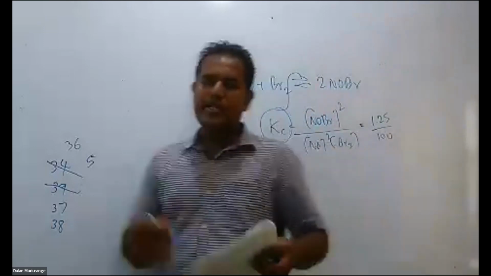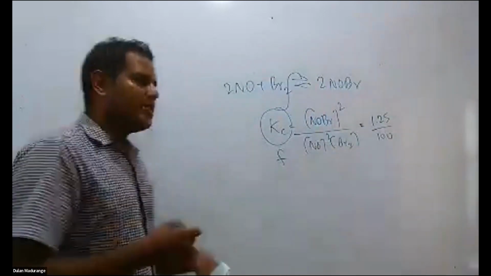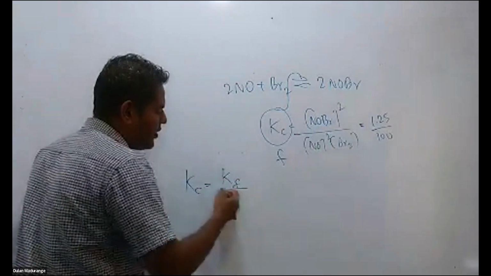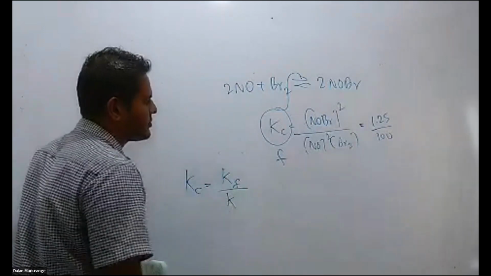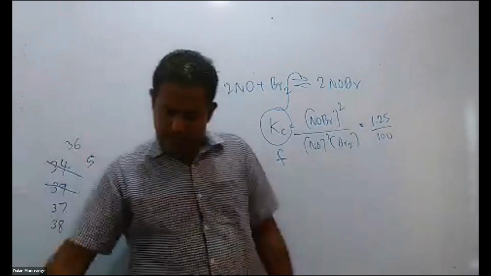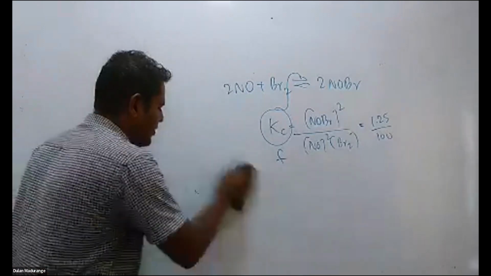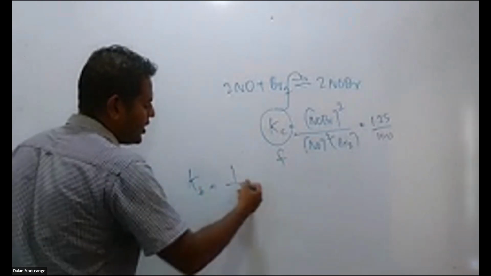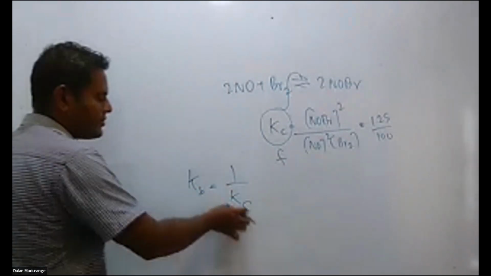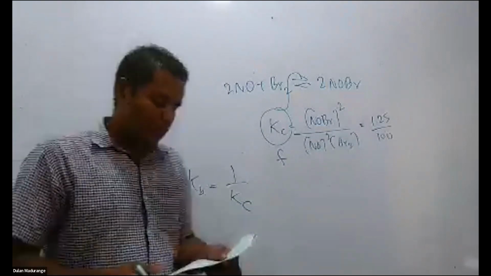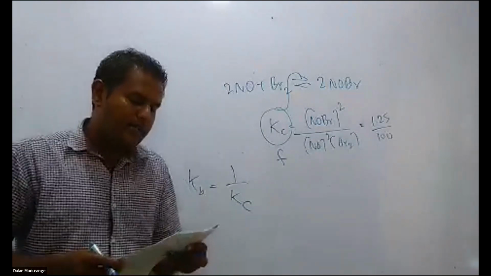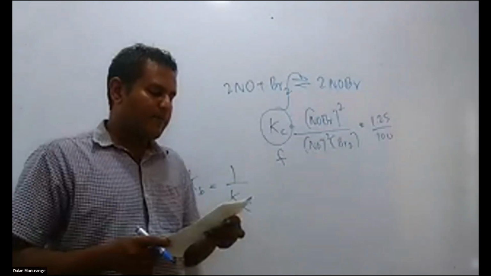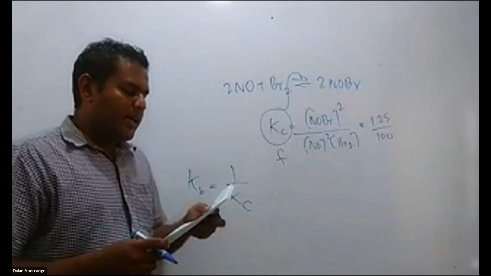If you get the Kc for the backward reaction, you should know this relationship. Kc is equal to K forward over K back. We want to get the equilibrium constant for the backward reaction. It is 1 over Kc. Okay, that's my case. Our equilibrium mixture mainly consists of NO and Br2, and the equilibrium constant for the reverse reaction is 80.